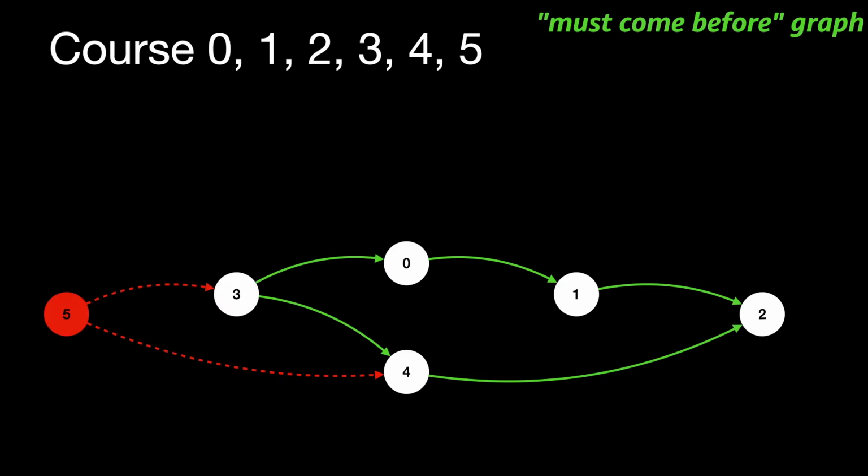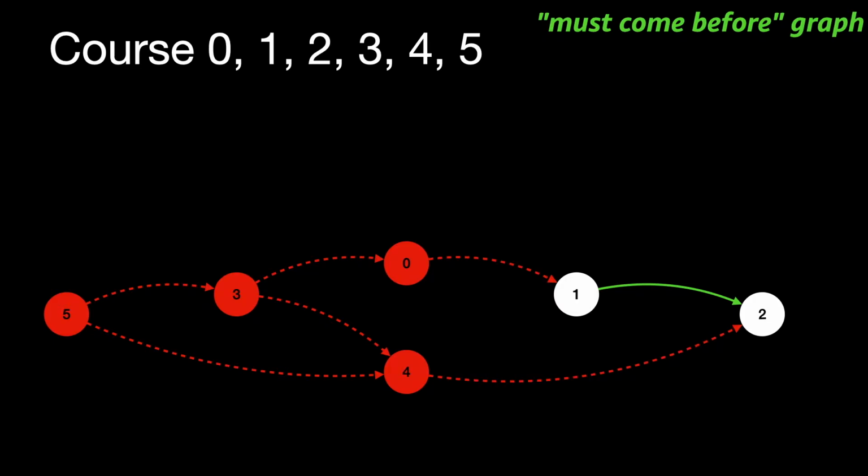Then we can see course 3 has no prerequisite anymore, while course 4 still has one prerequisite, which is course 3. So the next scheduled course can be course 3. We schedule course 3 and mark it as red. For the following same process, we update the prerequisite for the outgoing neighbors of course 3, which is course 0 and course 4. Then both of them do not have prerequisites anymore. We can schedule both of them in random order here.